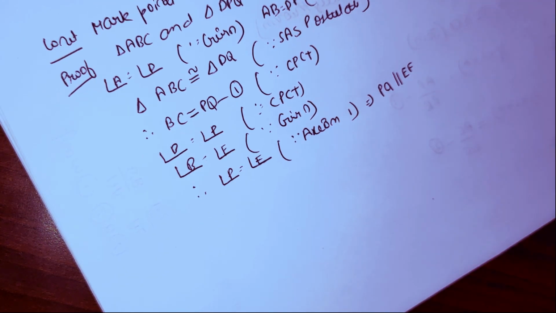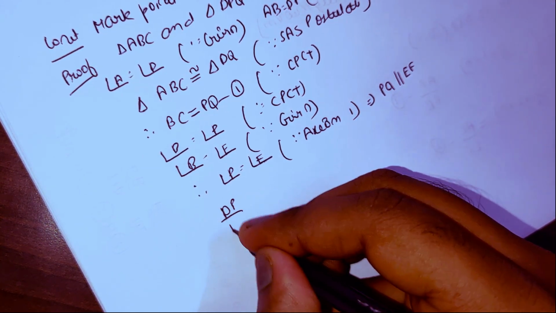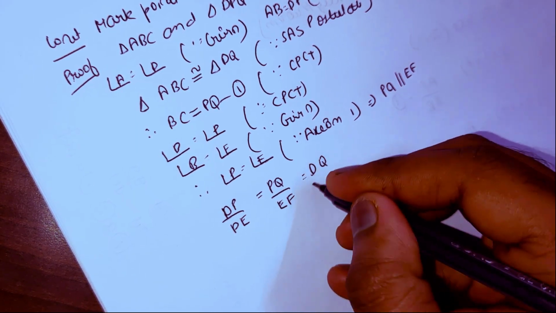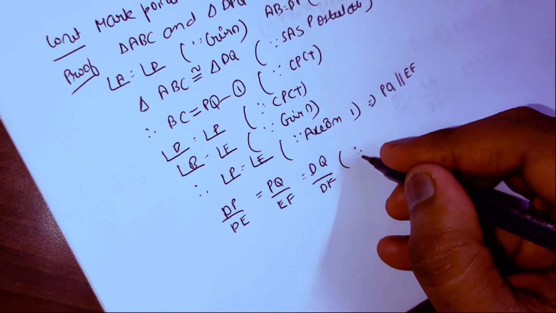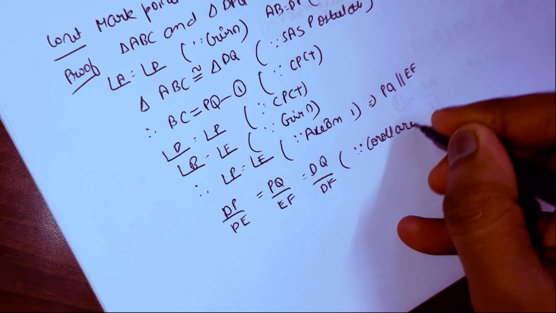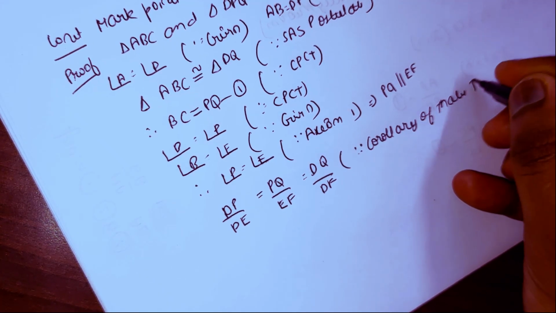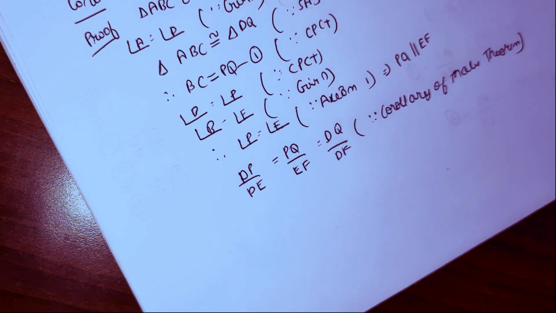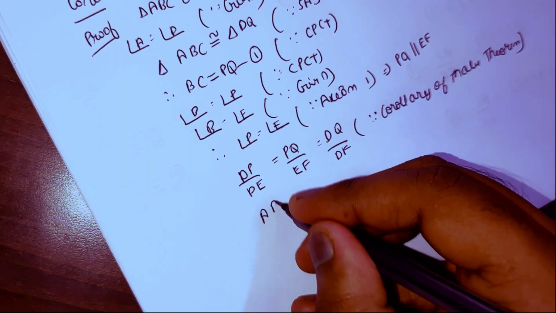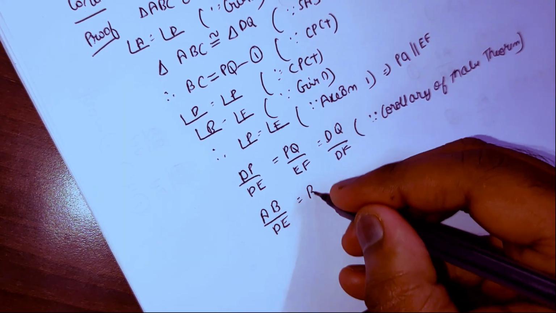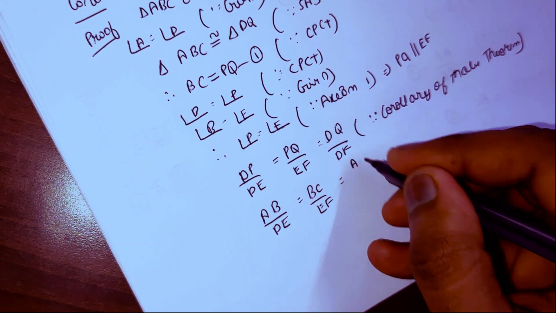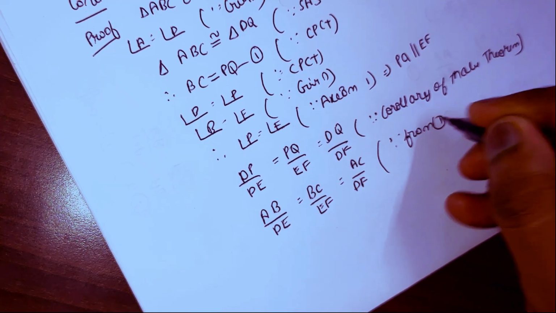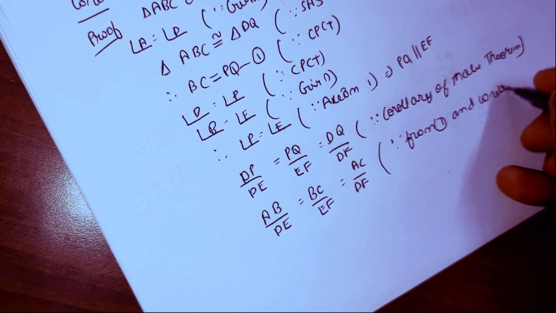Now we will use the corollary of Thales theorem. DP by DE is equal to PQ by EF is equal to DQ by DF by the corollary of Thales theorem. So that implies the required proof AB by DE is equal to BC by EF is equal to AC by DF, that is from equation 1 and by construction.